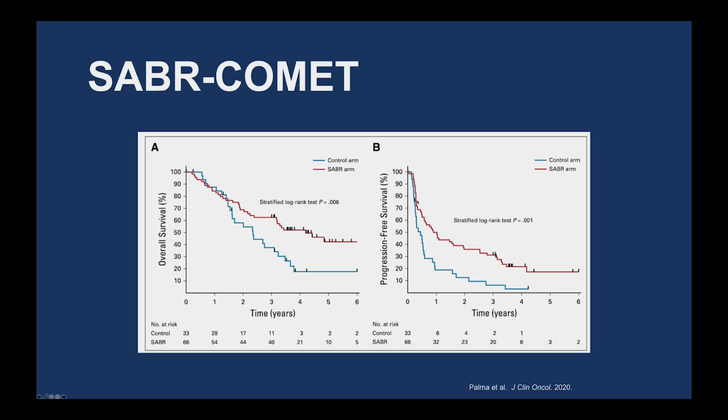The study also found that patients who underwent SBRT had a longer period of what's called progression-free survival. That, in addition to considering how long patients live, also factors in how long they live without new cancer developing. And so that was another finding from the study.